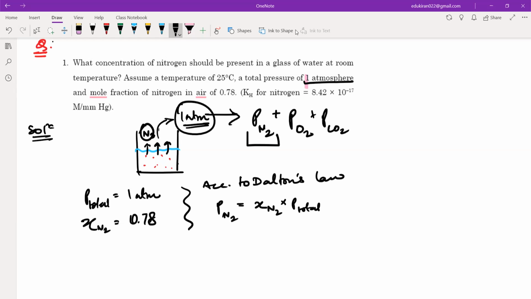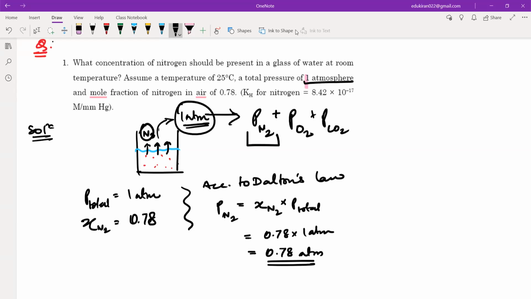कुछ याद आया आप लोगों को? Yes or no? Please tell me. Yes, sir. Okay, so we'll get the partial pressure due to nitrogen is equal to how much? 0.78 into 1 atm. तो कितना आ जाएगा? 0.78 atm. ठीक है, कोई दिक्कत यहाँ तक? Any problem till here? No, sir.